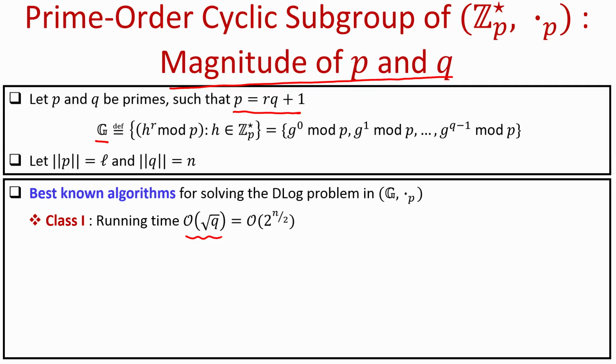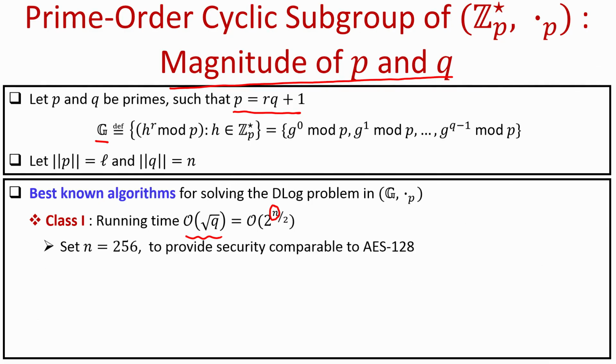So, even though this is exponential time in the underlying security parameter, we have to very judiciously decide the value of little n when we are instantiating this subgroup for a cryptographic primitive whose security is based on the D-log assumption. It turns out that if we set n equal to 256, namely if we select q which is a 256 bit prime and accordingly set a prime p where p is r times q plus 1, then just by setting n equal to 256 we achieve a level of security which is comparable to AES 128.